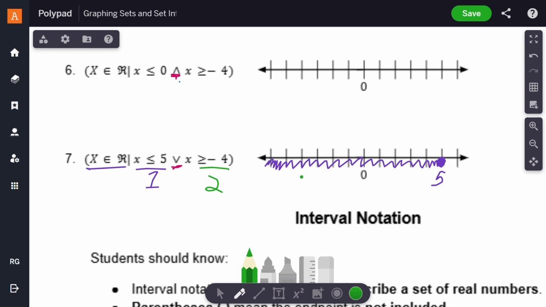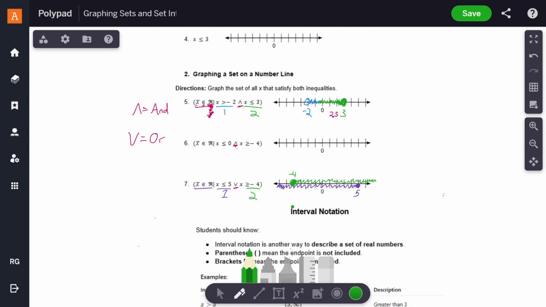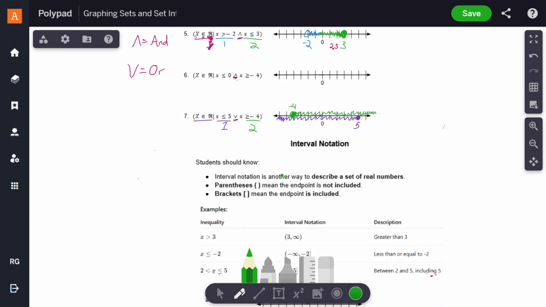Now, for the second inequality, x is greater than or equal to -4. I'll go to -4, so -1, -2, -3, -4. And because it has the bar under the inequality symbol, it can include that value -4. And x can be all the numbers greater than -4. So now we're going infinitely in this direction for all the values greater than -4. And that is how you will graph that set on a number line. Again, try number 6 on your own.